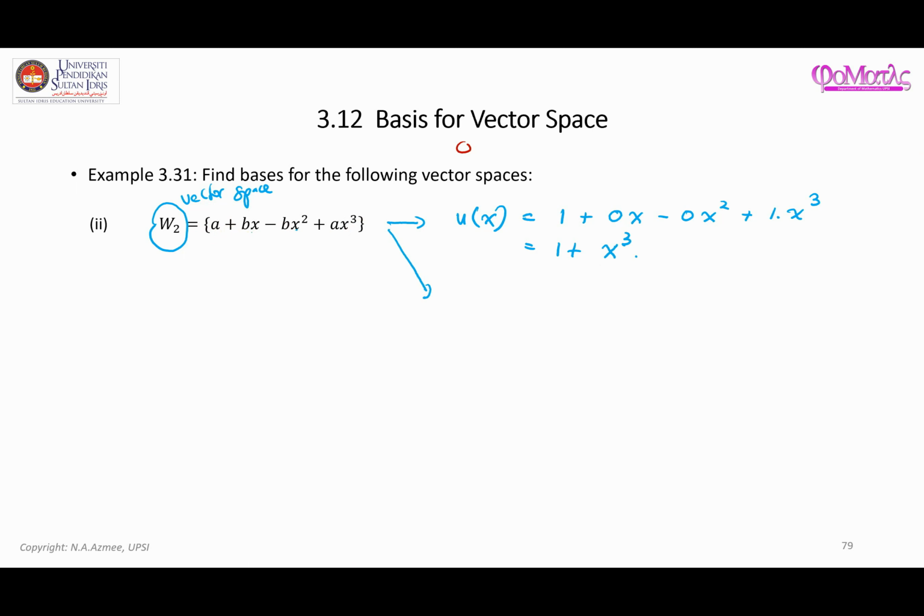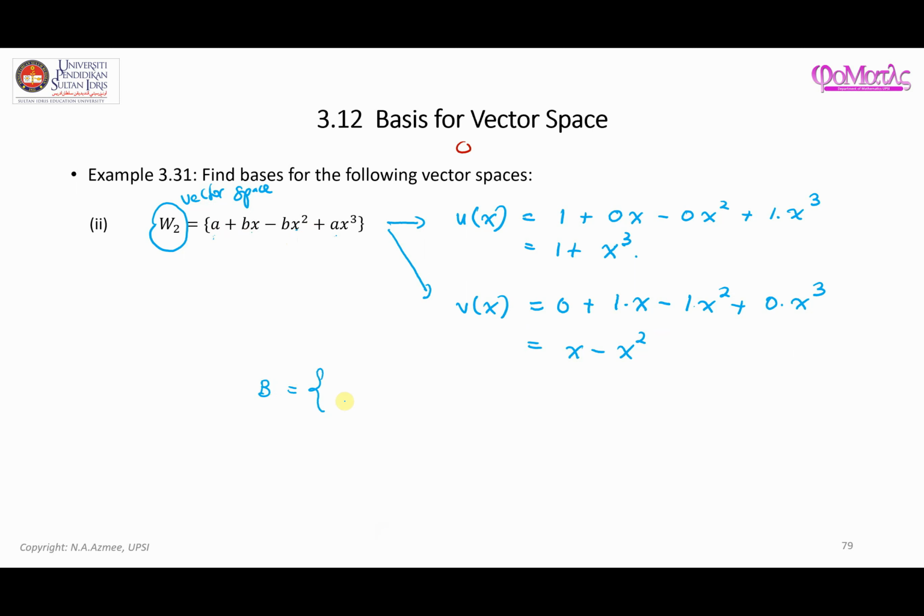So we can choose another vector. Okay, so maybe we can call it v(x). So what happens if we let a become 0? So a is 0. So here we have 0 plus 1 times x minus, so b is 1, so here is b, which is 1, x squared plus 0x cubed, which can be reduced to x minus x squared. So this is an example of another polynomial function that fits this kind of description given here. So I can think of this as set B.